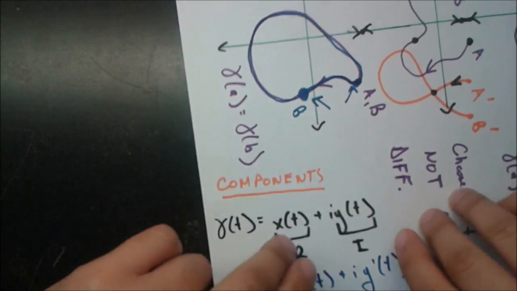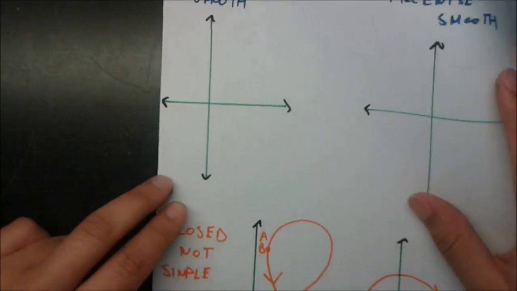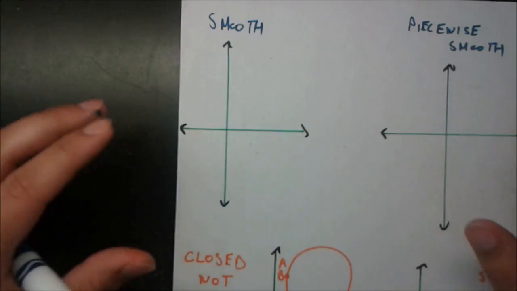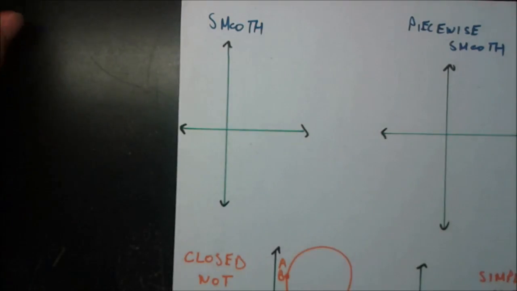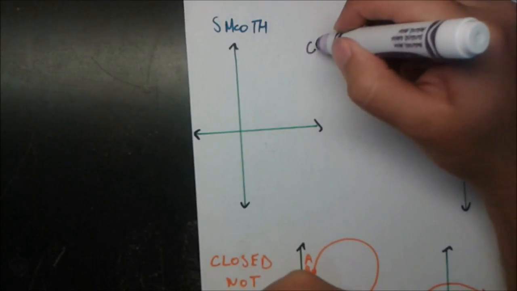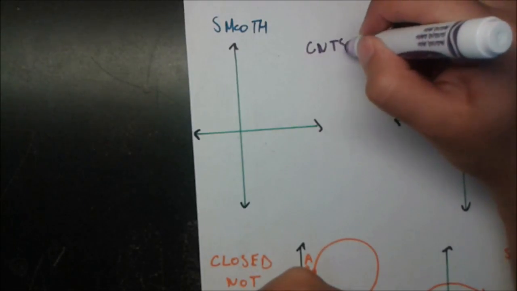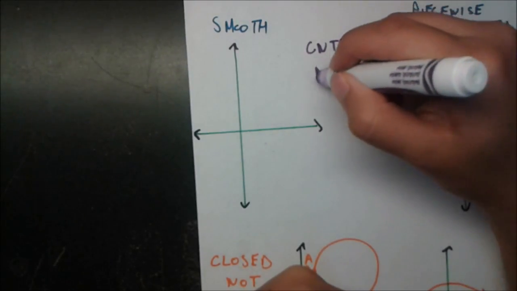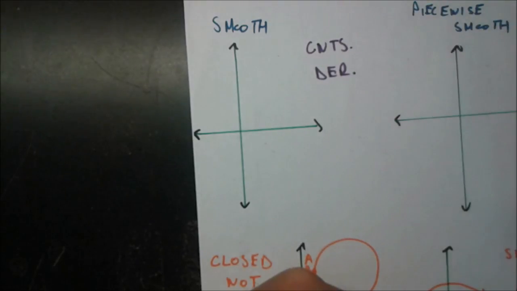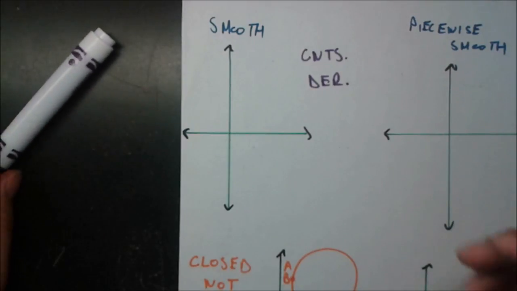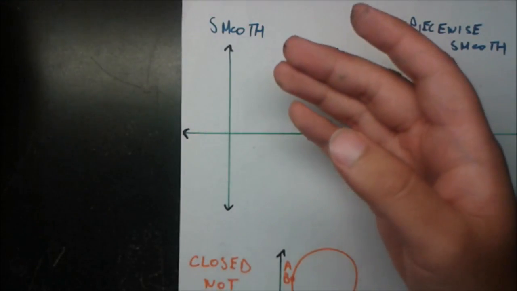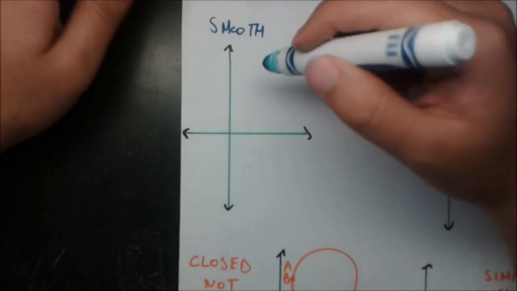So using this derivative, let me get this new paper. We're going to define smooth. So a smooth curve is one which has continuous derivative. So I'll write that: continuous derivative. And this, you can tell by the name, it tells the whole story. A smooth curve is one that looks smooth.